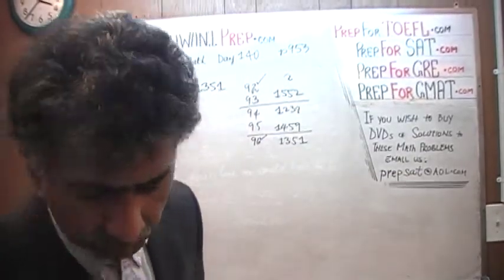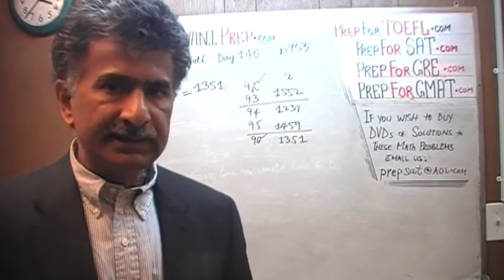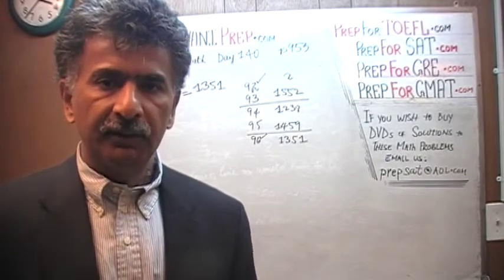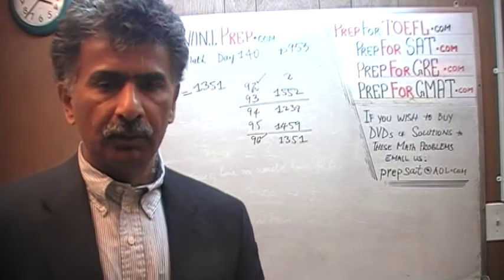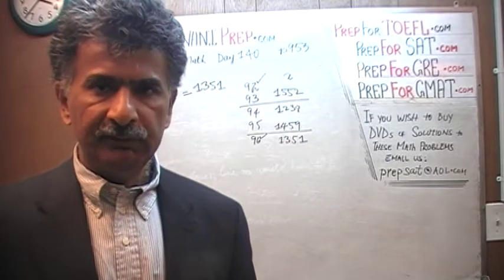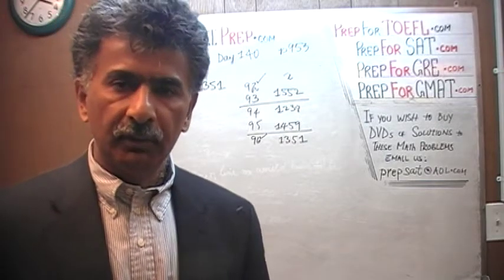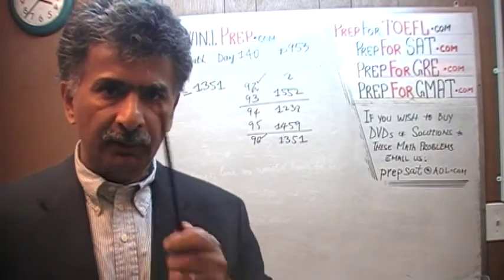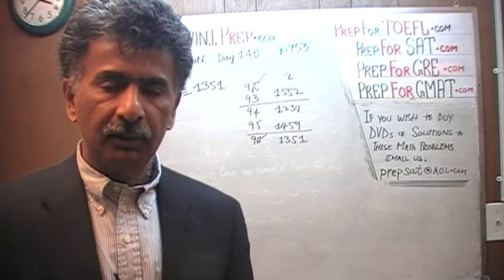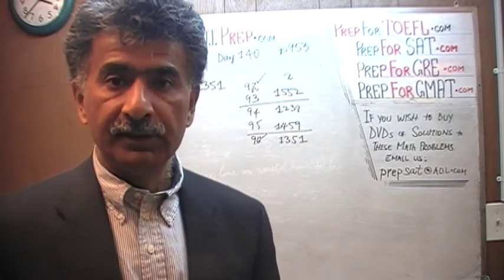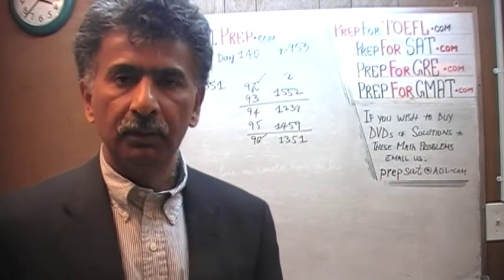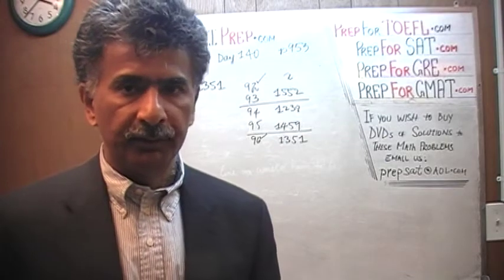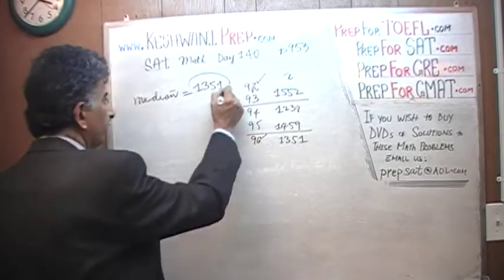What does median mean? Median is the middle number after the numbers have been arranged in order. So we have to arrange them from the least to greatest or the greatest to least, either in ascending order or in descending order. And after the numbers have been arranged, the number that falls right in the middle, we are told, is 1351.